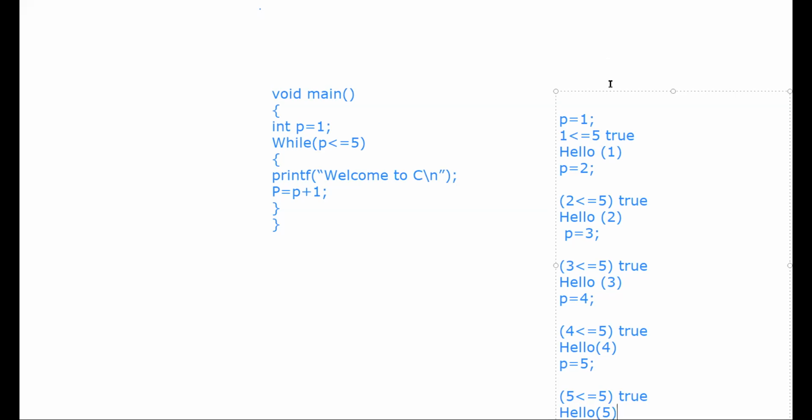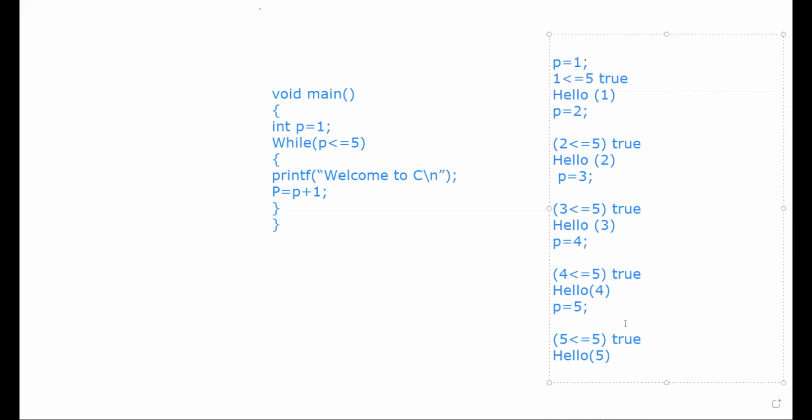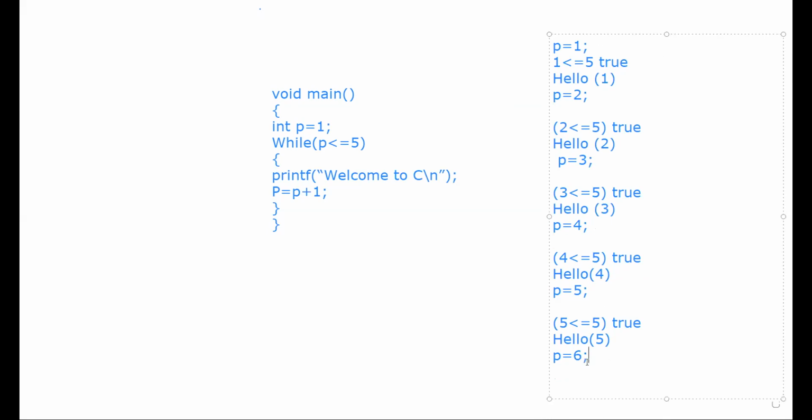Now after this, it will increment the value of P is equal to P plus 1. So P now will become 6. Now again it will go to the while loop and check 6 less than or equal to 5. The condition will become false. The moment the condition becomes false, it will come out of the loop. So finally, hello will be printed 5 times.